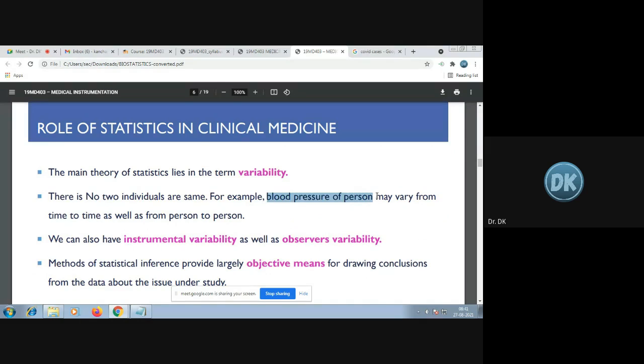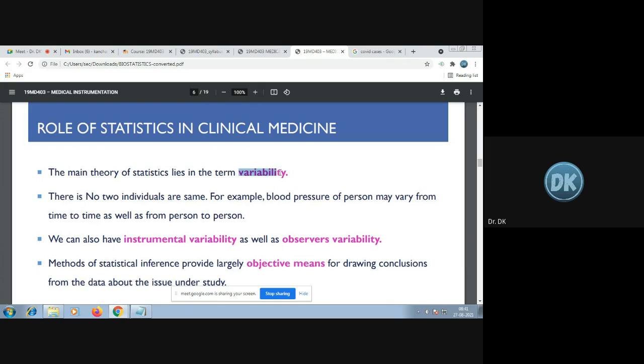The blood pressure of a person may vary from time to time as well as from person to person. So if you check my BP in the morning, it might be different. And if I go for a run and then come back, and you take my BP, it will be different, right? So my blood pressure is not the same throughout the day. And if you take blood pressure for me and for yourself, it will be different. So each and every person's BP varies, and for the same person also the BP will vary.